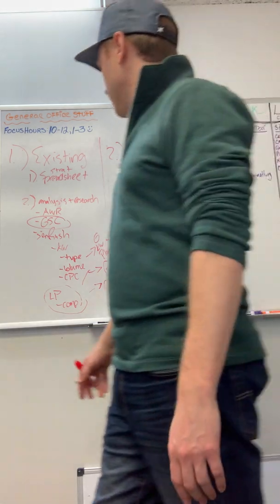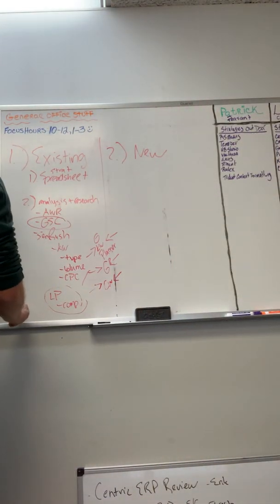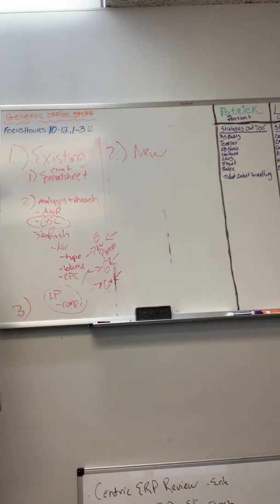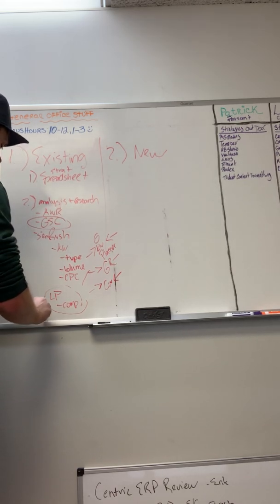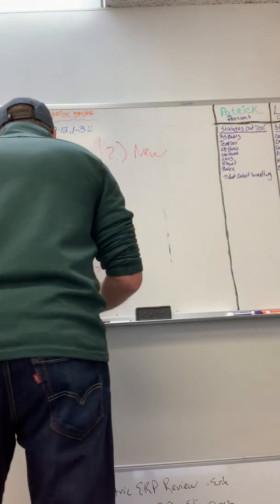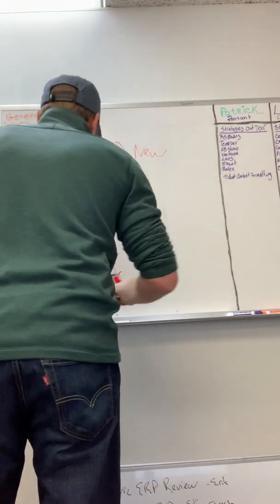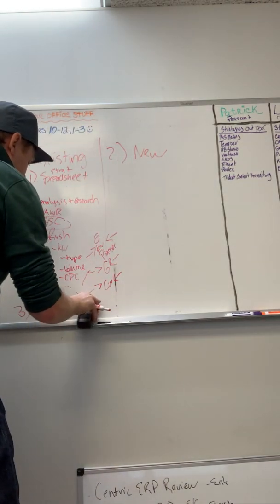And then step 3 is implement. Your plan, basically. Plan and start writing on the lower board.